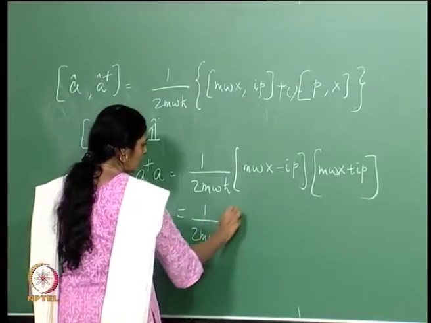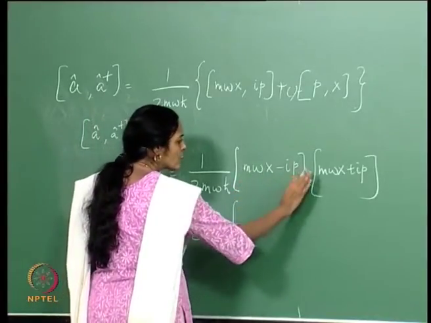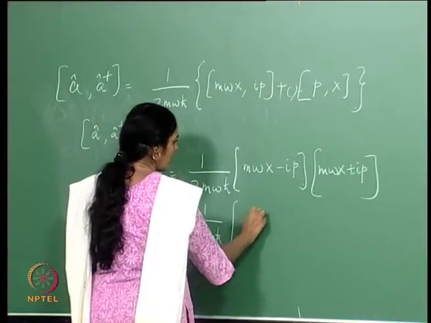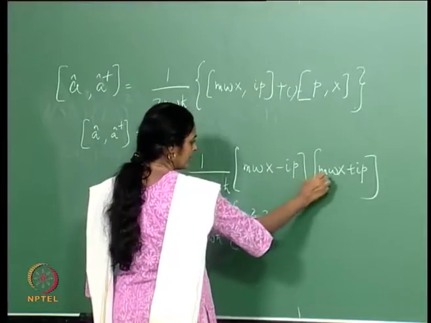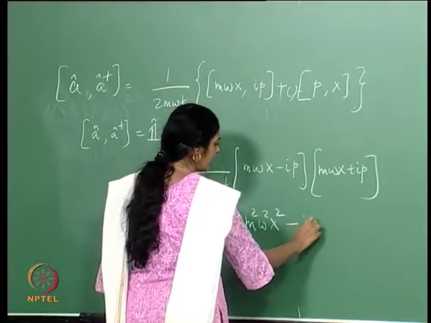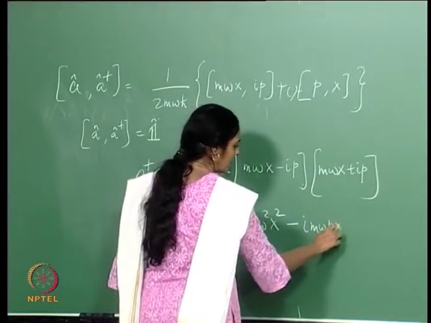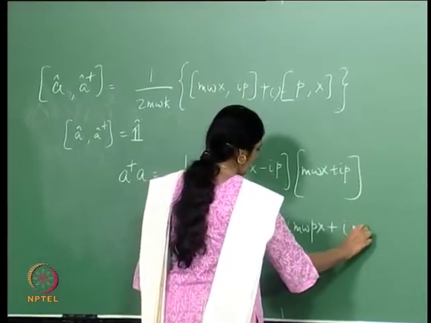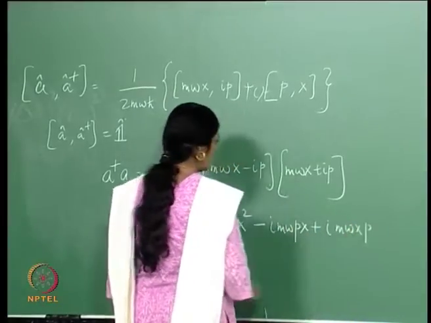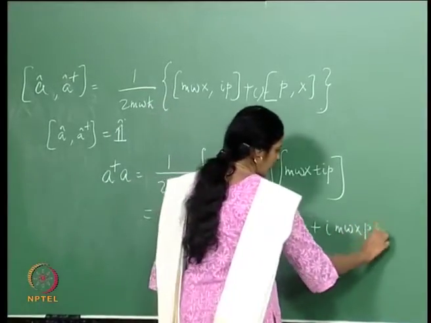So, let us work this out. One has to keep the order carefully. I have the first term m squared omega squared x squared, then I have minus i m omega p x. These are operators, so I should be careful, plus i m omega x p plus p squared.